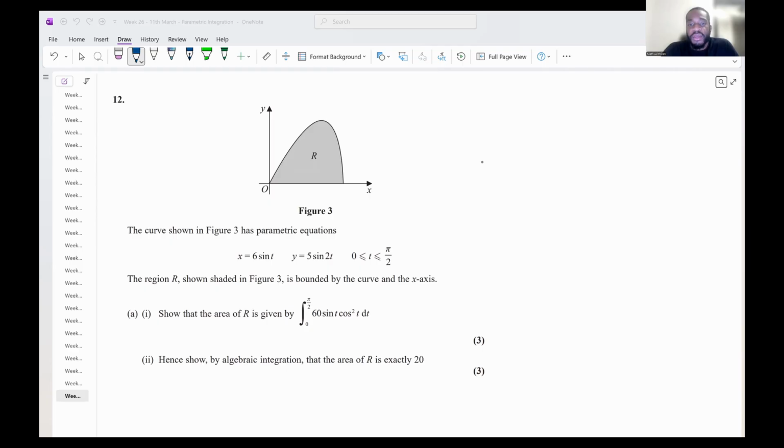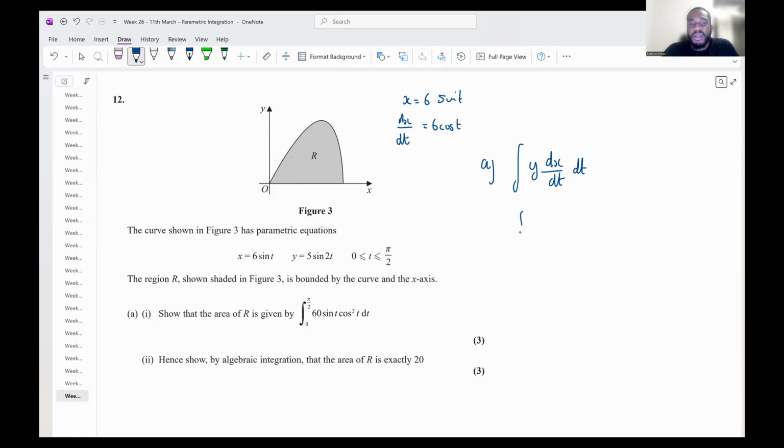So remember, parametric integration is y dx dt. Okay. So just find out what these are and then you're done. Or just, I mean, not you're done, but just put them in. So if x is equal to 6 sine t, then dx dt would be 6 cos t, wouldn't it? That's a fact. So dx dt would be 6 cos t.